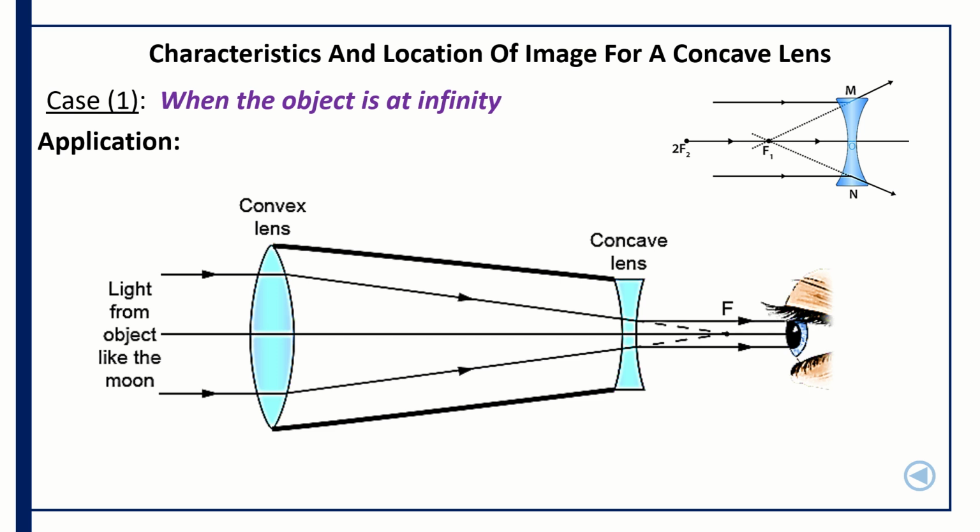Light from an object like the moon falls on a convex lens, and then it falls on a concave lens, and it forms a point-sized image. So we can use this in a telescope. This is the construction of telescopes, where we get the bigger-sized image in point sizes, right? So this is the application of keeping the object at infinity in front of a concave lens.